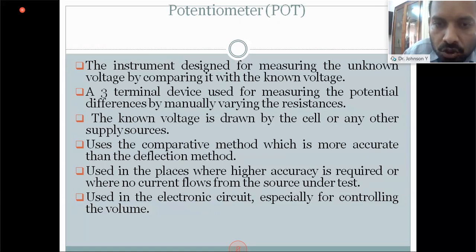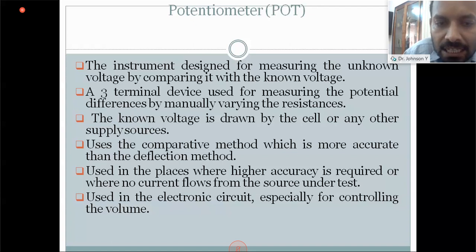So, most of you know a little bit about the potentiometer and its applications, because we have studied this topic from the +2 level onwards. But in detail, we will study and discuss it today.